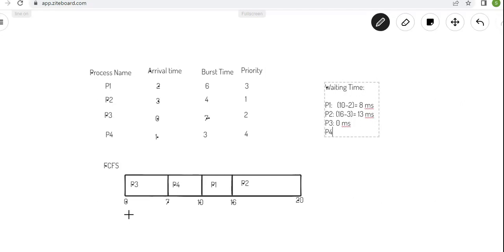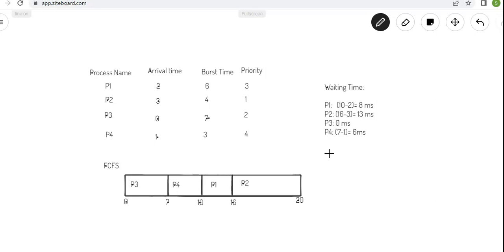Next, for process P4, the arrival time is 1 millisecond, and we scheduled process P4 at 7 milliseconds. So we need to calculate the difference here. 7 minus the arrival time for P4, which is 1, gives 6 milliseconds. This is how we calculate the waiting time for each and every process, and all the units have to be mentioned in milliseconds, right?